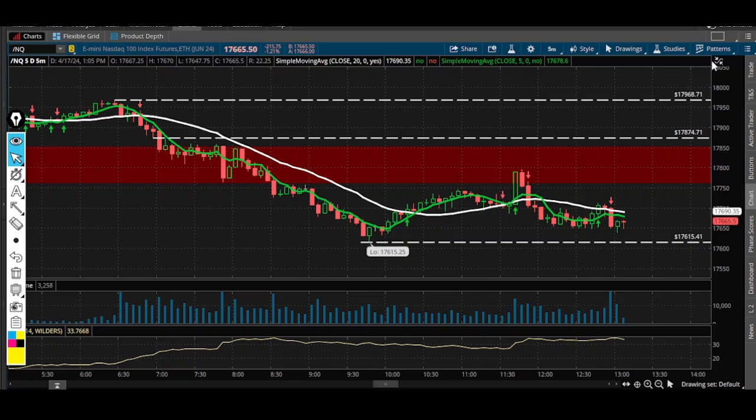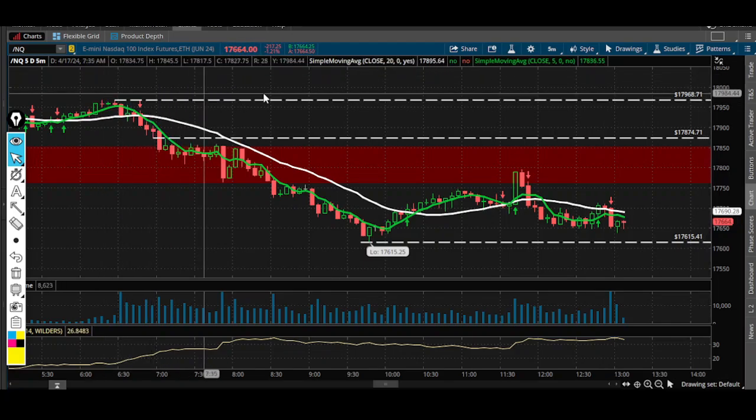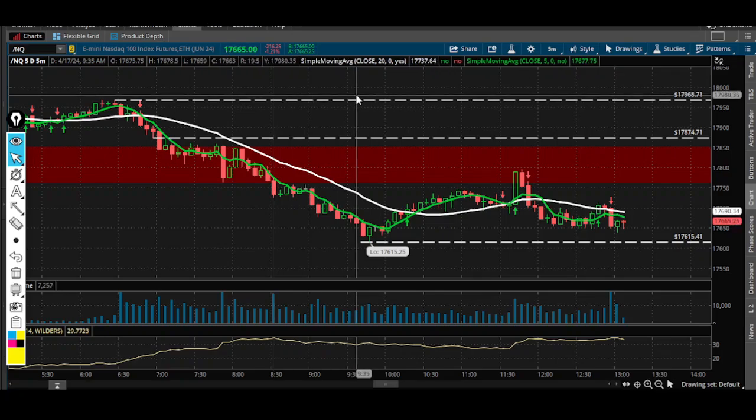So what I have marked out, the dotted lines, is going to be the first hour range. Okay, so that first hour after the market opens is what I have. Now, I live in California, so I'm going to talk in California time. It's just easier for me, right? So just correlate it to whatever time zone you're in.